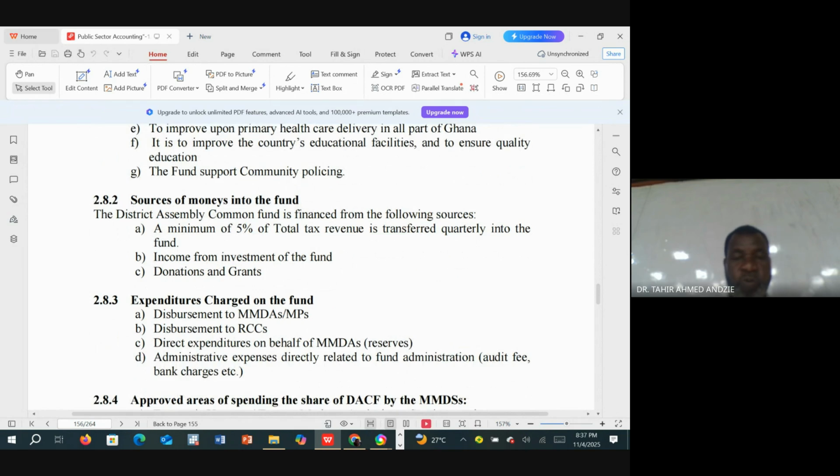The source of funds to the common fund is a minimum of 5% of total tax revenue, which is transferred quarterly into the fund. Sources of funds to this assembly common fund are a minimum of 5% of the total tax revenue transferred quarterly to the fund, and then income from the investment of the fund. Once the money has been put in the fund, it is invested, and the income generated on it is also a source of revenue to the fund. Then we have donations and grants.